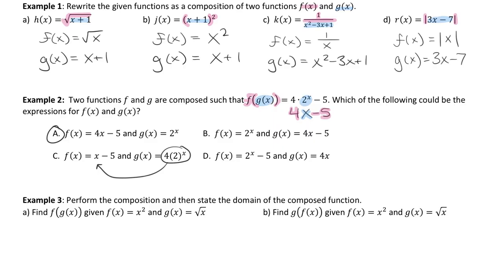So remember, in function composition, you're taking an entire function and putting it in another one. So I straight up want to take this entire function and put it in this one. And when I say put it in this one, I mean replace every x with that function. So if I were to plug this in right there, this would end up looking like 4 times 2 to the x minus 5.